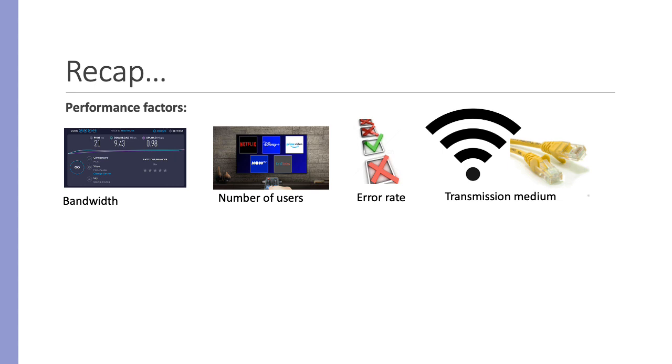You should also consider the transmission medium. For instance, a wireless network, while more convenient, will usually be slower than a wired network, and a fibre optic network is much faster than any other type of network. And finally, latency. Latency is the delay between sending a request for data and the server responding with the data that you have requested. So the performance factors that can affect a network are the bandwidth, the number of users, the error rate, the transmission medium being used, and the latency.